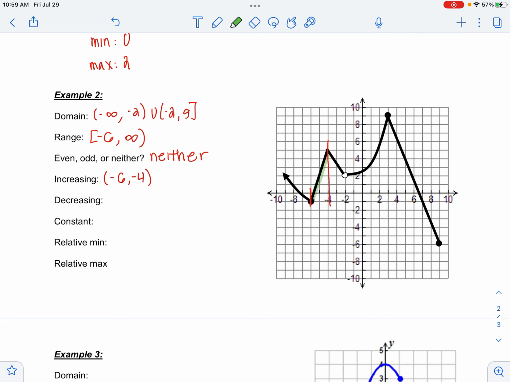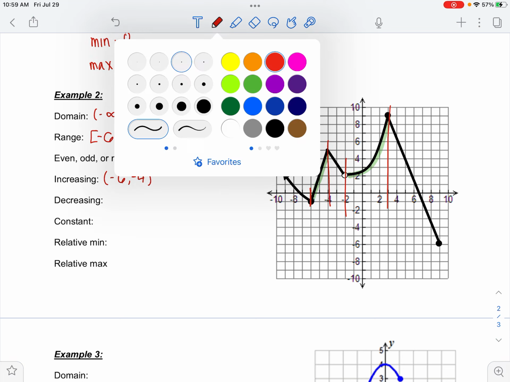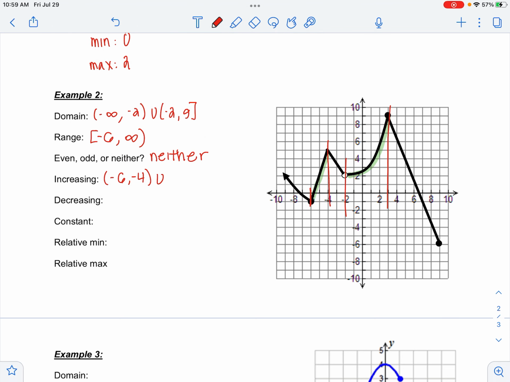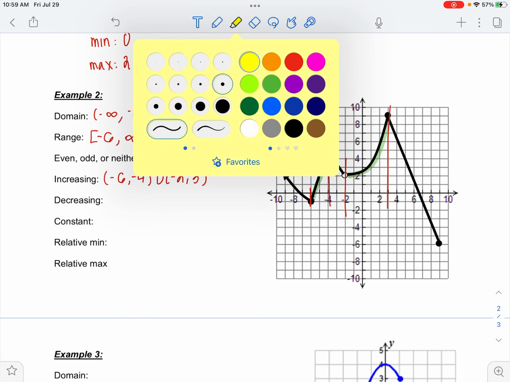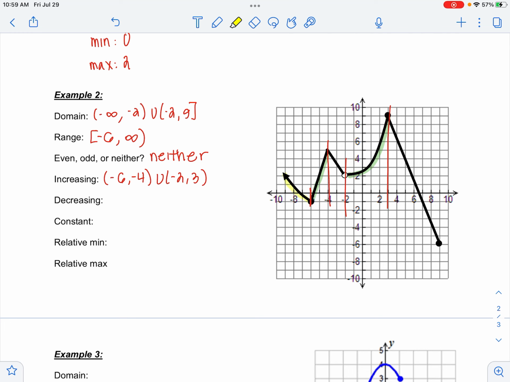And then where's my other increasing that I got rid of on accident? Right there. Okay. And then the other one is -2 to 3. I'm going to say union, -2 to 3. All right, decreasing. So decreasing, looking left to right, downhill right there, right here, and right here. So I'm going to have 3 intervals.